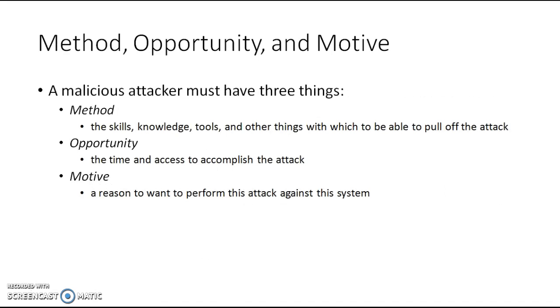Method, opportunity, and motive: what do these three terminologies mean? A malicious attacker must have three things. For example, consider yourself as an attacker. If you're a hacker, you must have a method, an opportunity, and a motive. If you don't have any of these three things, the attack will be useless, and you cannot launch the attack. To be a good ethical hacker, you need the skills, knowledge, tools, and other things needed to pull off the attack.